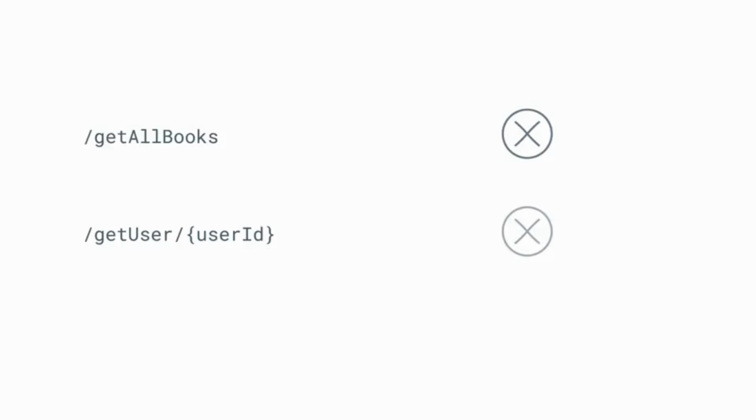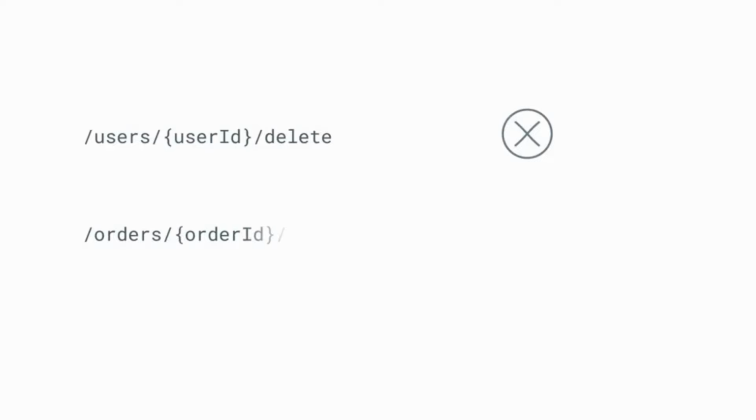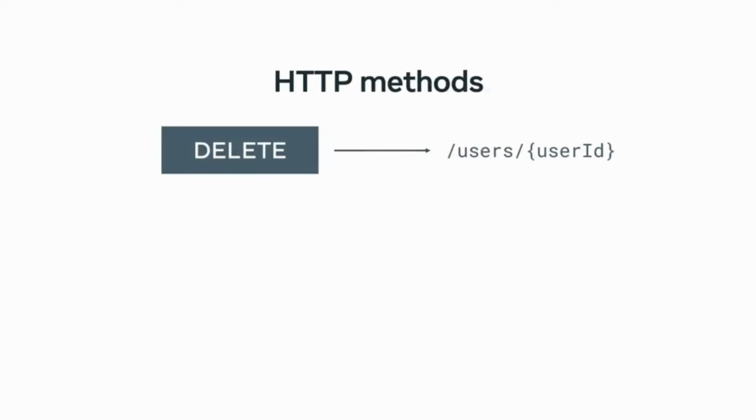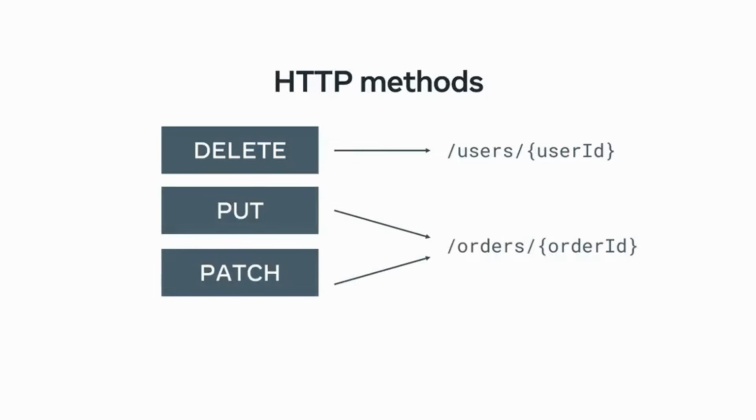API endpoints with verbs like get all books or get user, user ID are examples of bad API names. That's because the resources in a REST API endpoint should always be represented with a noun and never with a verb. API endpoints such as users, user ID, delete, or orders, order ID, save are also wrong because they use HTTP requests as verbs to indicate the action the API performs. Remember, you should send an HTTP delete request to users, user ID to delete a user, and you should send an HTTP put or patch request to orders, order ID to update the order.